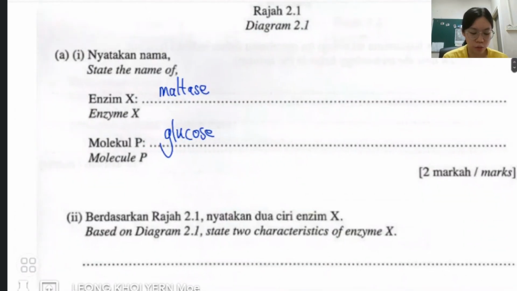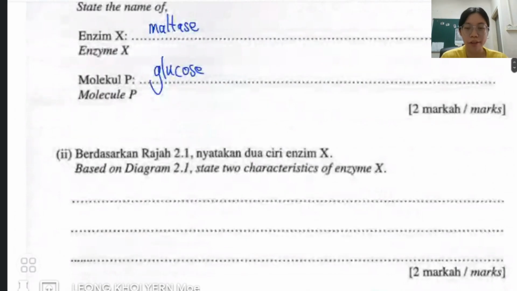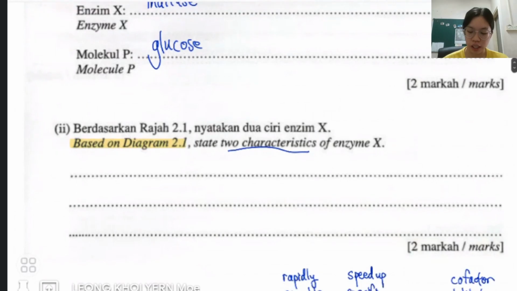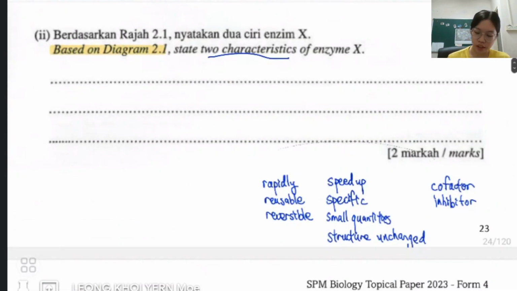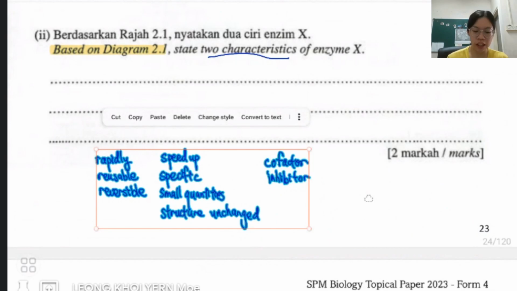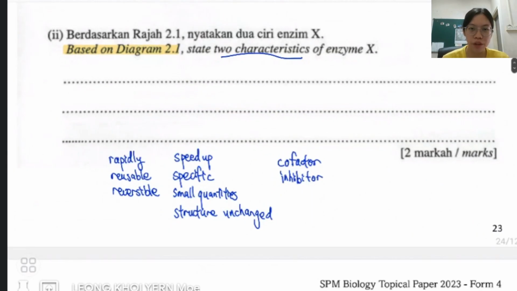Now let's take a look at question 2. Based on diagram 2.1, state 2 characteristics of enzyme X. A lot of students don't really focus on this part, based on diagram 2.1. They know all the characteristics of enzymes inside their brain, and they just write them out. There are actually a lot of characteristics, but you have to base your answer on this diagram.